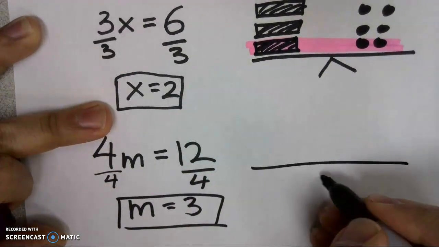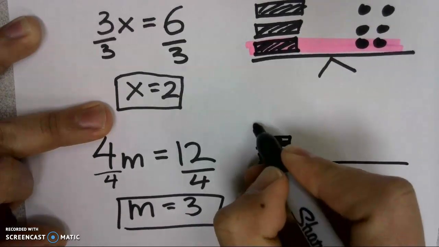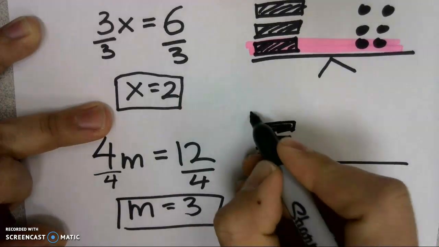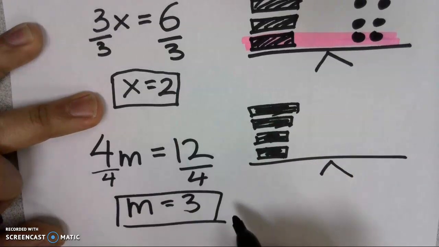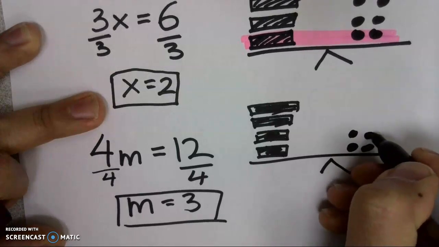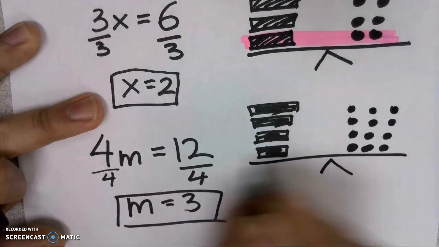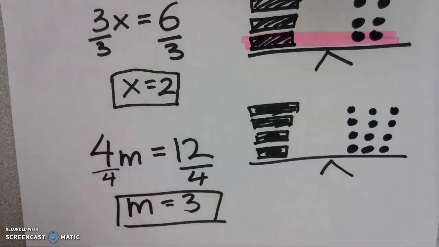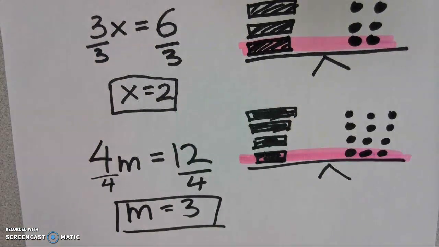So if you draw this on a balance scale, this is 1m, 2m, 3m, 4m. This is 4m on the left side, and my right side is 12. So let's do it. 1, 2, 3, 4, 5, 6, 7, 8, 9, 10, 11, 12. And look at that. The dots are evenly spread out. So we know that m equals 3. So that one is multiplication. We are going to do division right away.